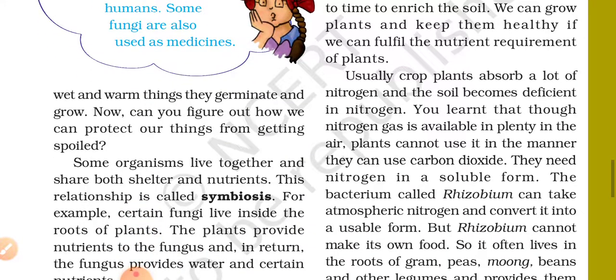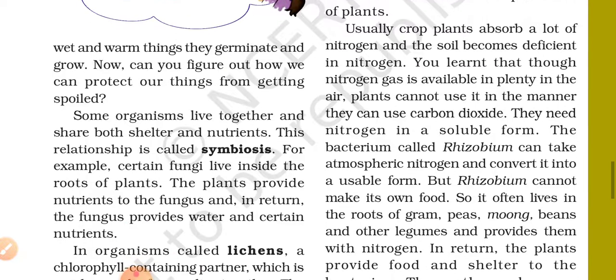Usually, plants absorb a lot of nitrogen and the soil becomes deficient in nitrogen. You learned that though nitrogen gas is available in plenty in the air, plants cannot use it in the manner they can use carbon dioxide. They need nitrogen in a soluble form. The bacterium called Rhizobium can take atmospheric nitrogen and convert it into a usable form.